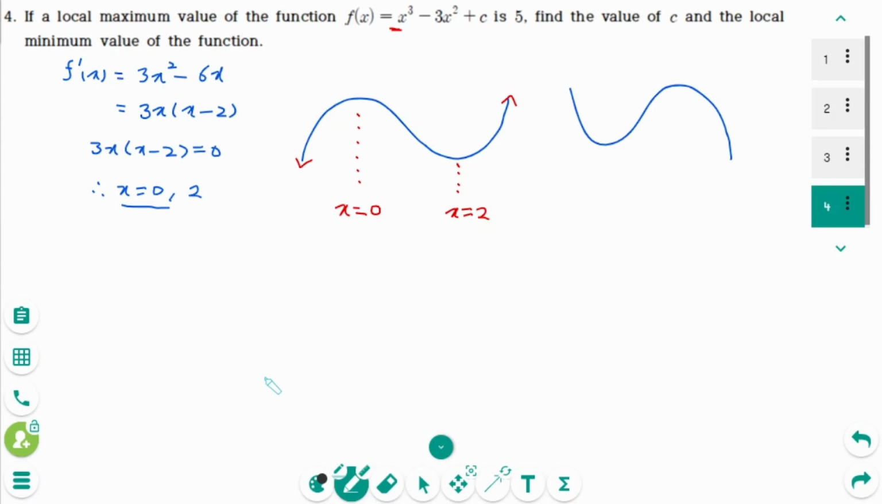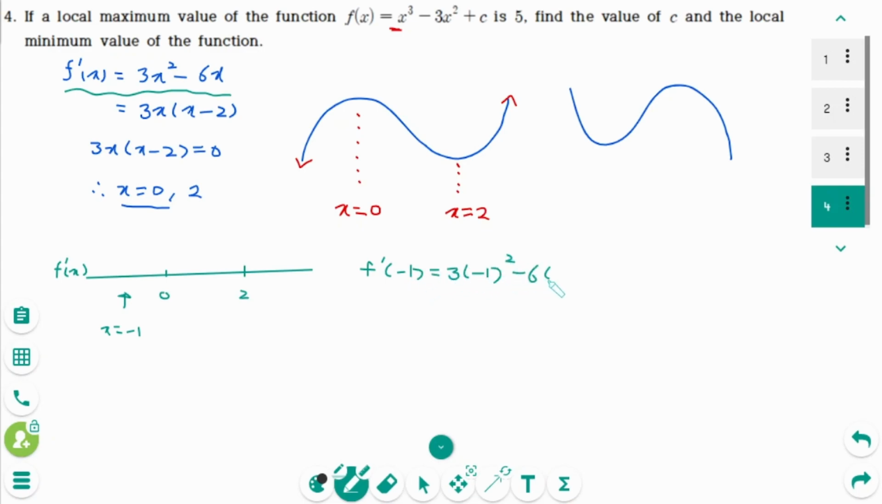We already know this, but let's check it out back to the original. The number line is here, 0 and 2, f prime of x. When the testing number is minus 1, use this. F prime of minus 1 equals 3 times minus 1 squared minus 6 times minus 1, which is 3 plus 6, which is 9, which is positive.